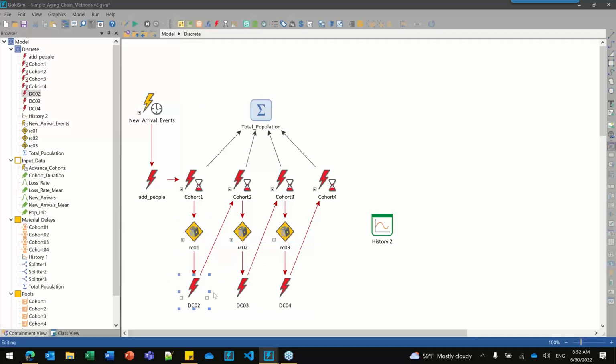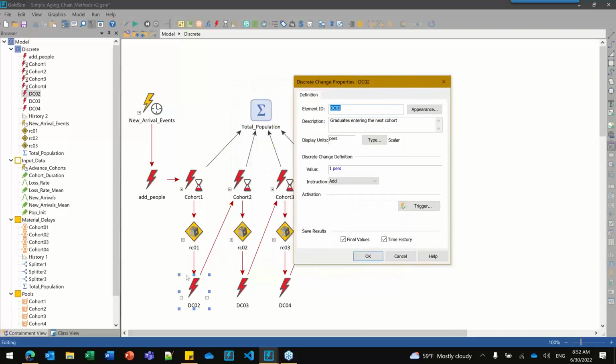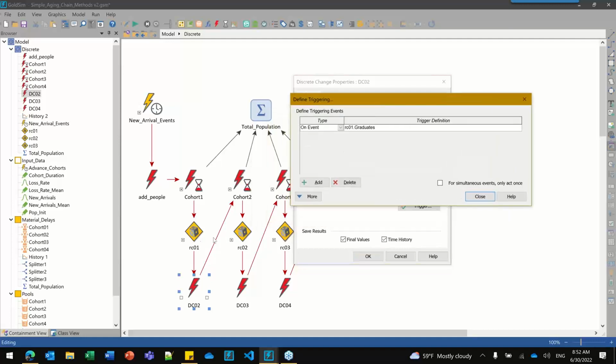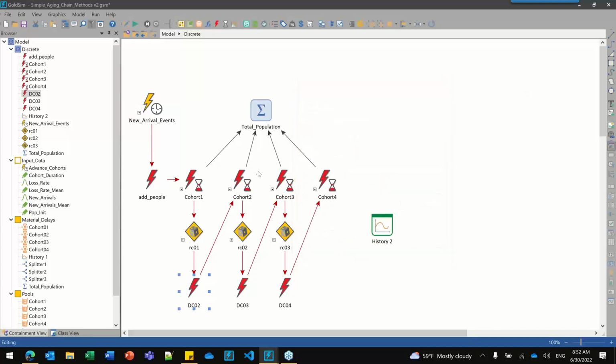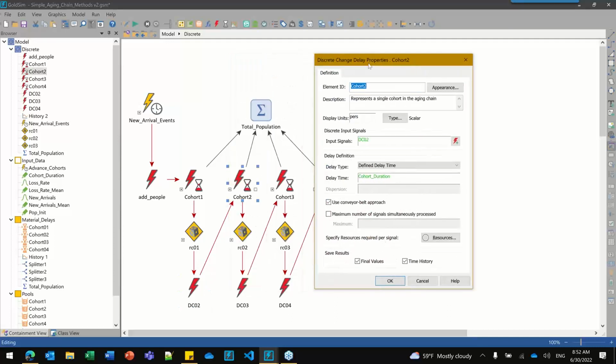So then we come over here to this discrete change, and this is just the way it has to be set up. You need a discrete change to then trigger the events that go to the next cohort. So we're going to add a person every time this random choice picks the graduate. So we just refer to the graduates output of the random choice, and then that triggers an event at the next cohort delay, which then continues on its way through this whole process.